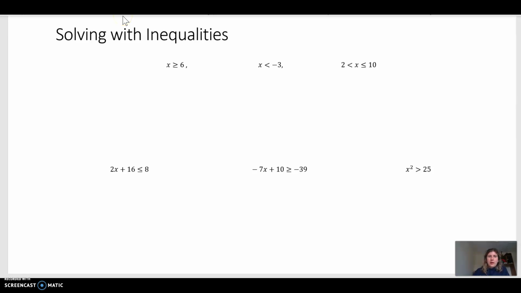We should also talk about what our inequalities are first. Our inequalities are greater than, less than, greater than or equal to, and less than or equal to. So if we're looking here, it says x is greater than or equal to 6. If we're writing this out on a number line, please excuse me, I don't have a huge amount of room, so I'm just going to write 1, 2, 3, 4, 5, 6, 7, 8.